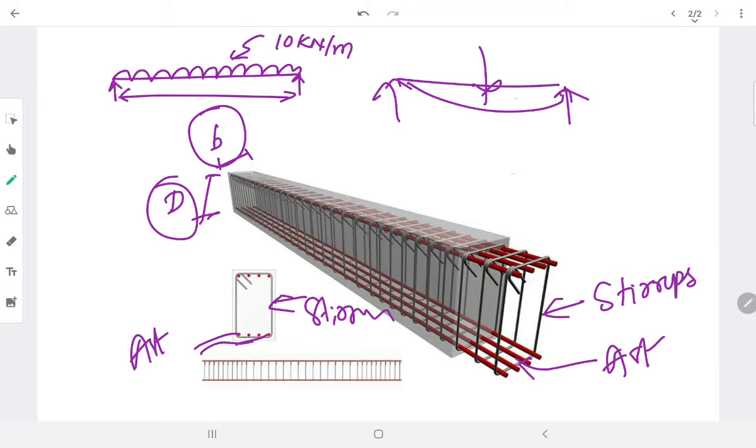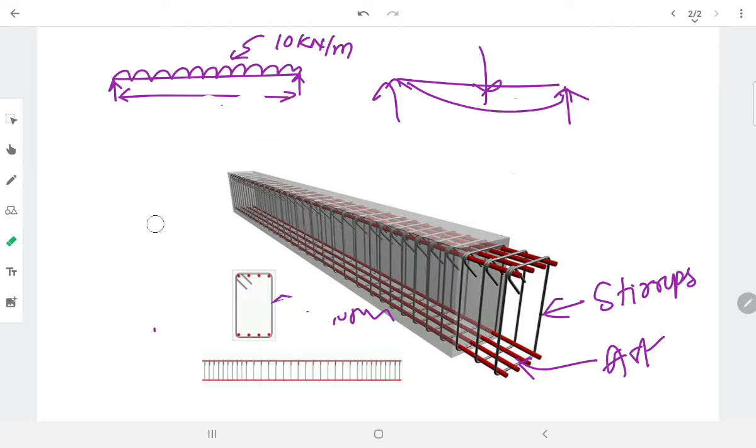Due to load, the beam will bend. Whenever you apply force on the beam, it will bend. We are going to find out the solution for that. We are going to find out whatever Ast is there, that we calculate.